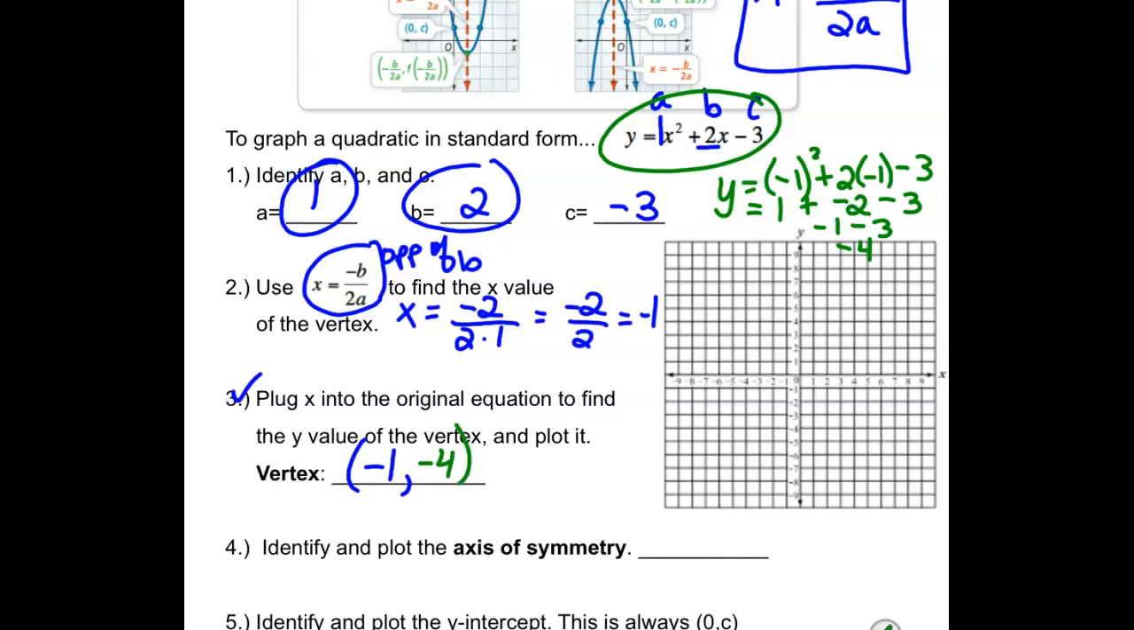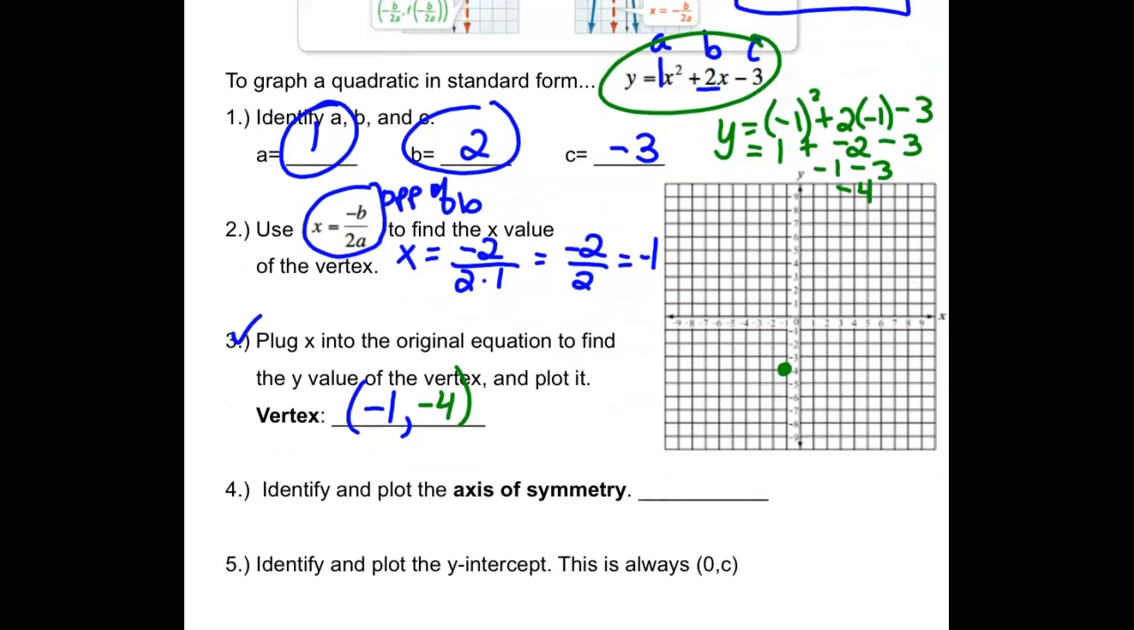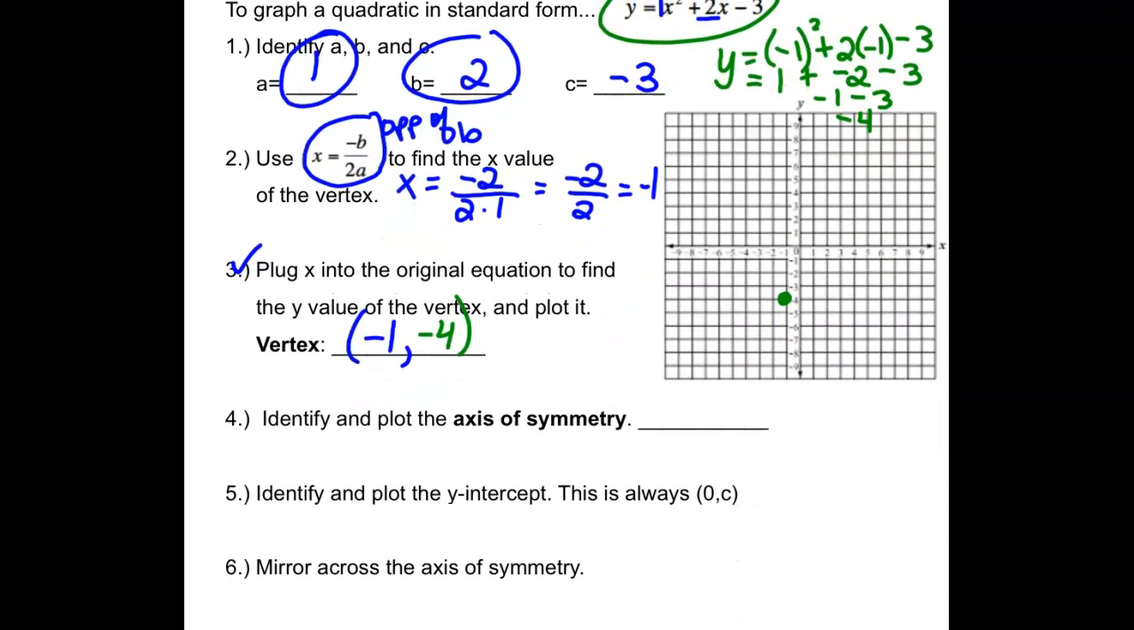So let's go ahead and plot that. We want a vertex at (-1, -4). Now the axis of symmetry, remember, goes right through the vertex. So we already know what that is. We can draw a line right through that vertex, and we know that it has the equation x equals whatever our x coordinate was, so x equals negative 1.